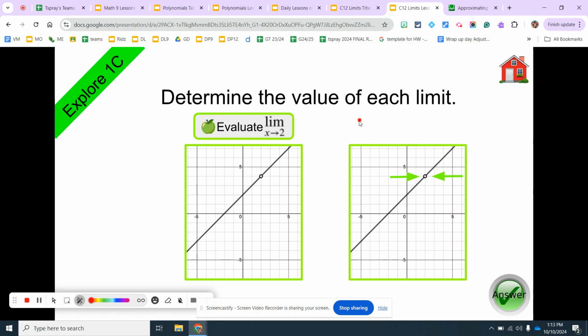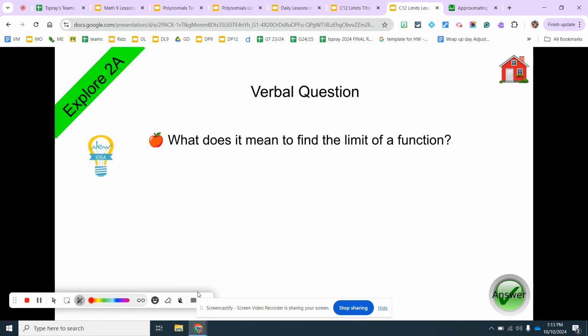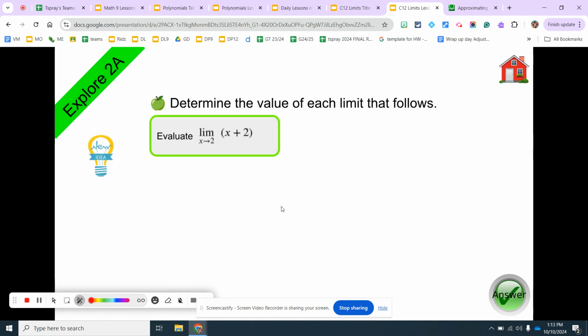So for example, if x equaled 1.999 and we continue this forever, don't you think that we're never going to get to 2, but we're so close to 2 that we can say that this sucker approaches something, which it does, and in this case it is 4.